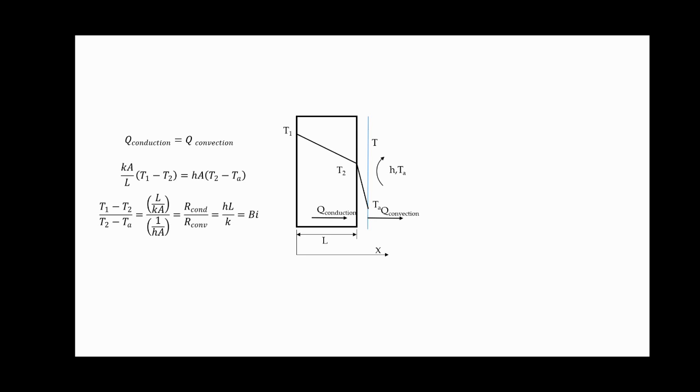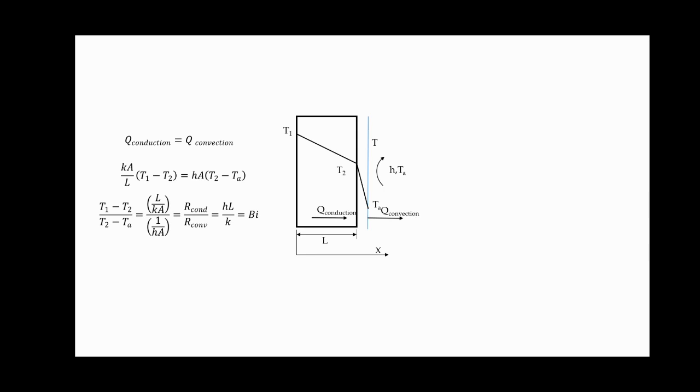Now I am introducing a dimensionless number called Biot number, which is named after French physicist Biot. Biot number is a measure of temperature drop in the solid relative to the temperature drop in the convective layer, that is (T1 minus T2), the temperature drop in the solid, divided by the temperature drop in the convective layer, that is (T2 minus T∞). It is also interpreted as the ratio of conductive resistance in the solid to the convective resistance at its surface, that is R conduction divided by R convection.